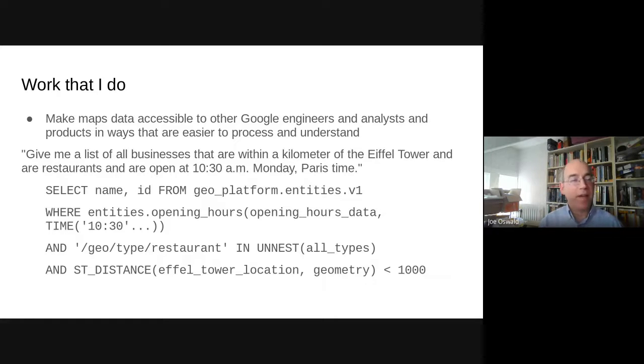And the result of executing a query like this will be a list of businesses, maybe 10 or 100 or 1,000 businesses that meet these criteria. And then that can be used in some Google product or to do an analysis to see how many restaurants there are.